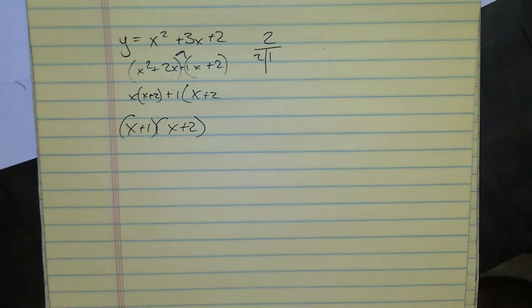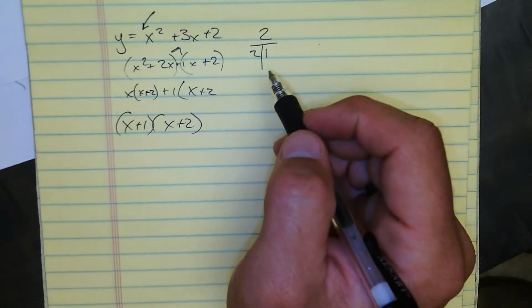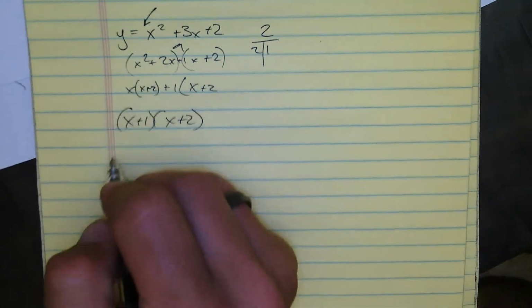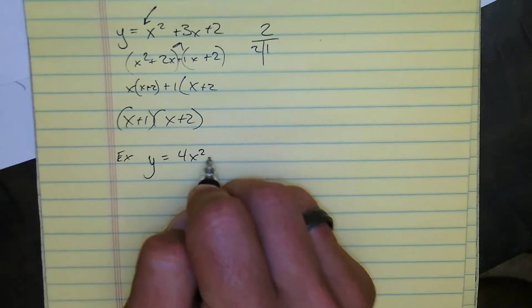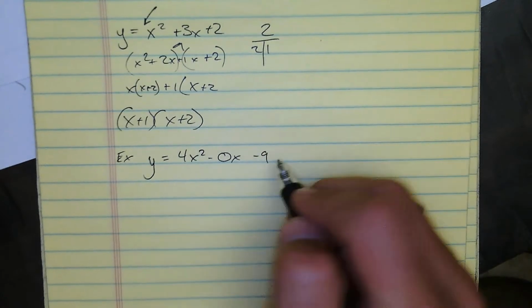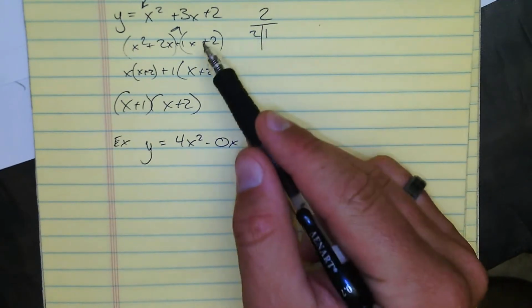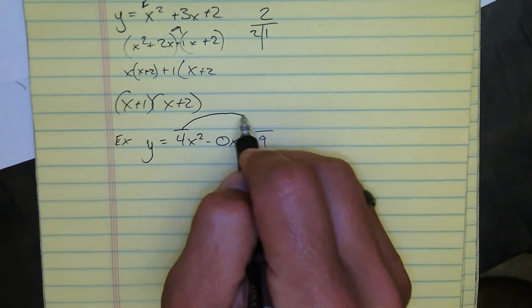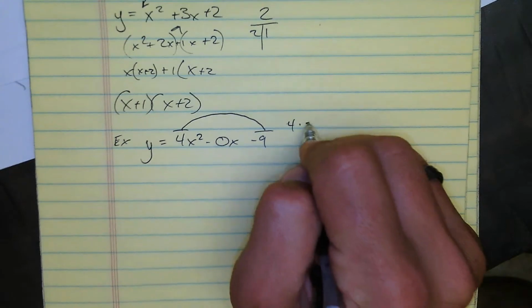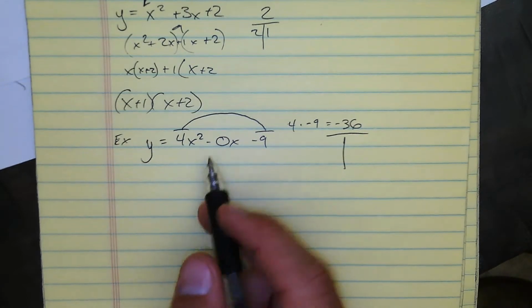Now, the type of problems we're going to do is where the value in front of x squared is a number greater than 1. So for the first example, we're going to do y equals 4x squared minus 0x minus 9. We're still going to try to find factors that add up to the middle term, which here is 0, but instead of just using the last digit, we're going to multiply 4 times negative 9. We'll get negative 36, and then we're going to find factors of negative 36 that add to 0.